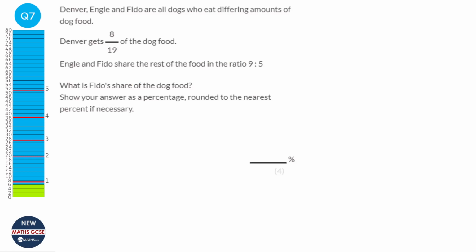The first piece of information I'm going to focus on is the fact Denver gets 8/19. That means that Angel and Fido together must get 11/19, because they have to add up to 1. So we're only looking at 11/19.